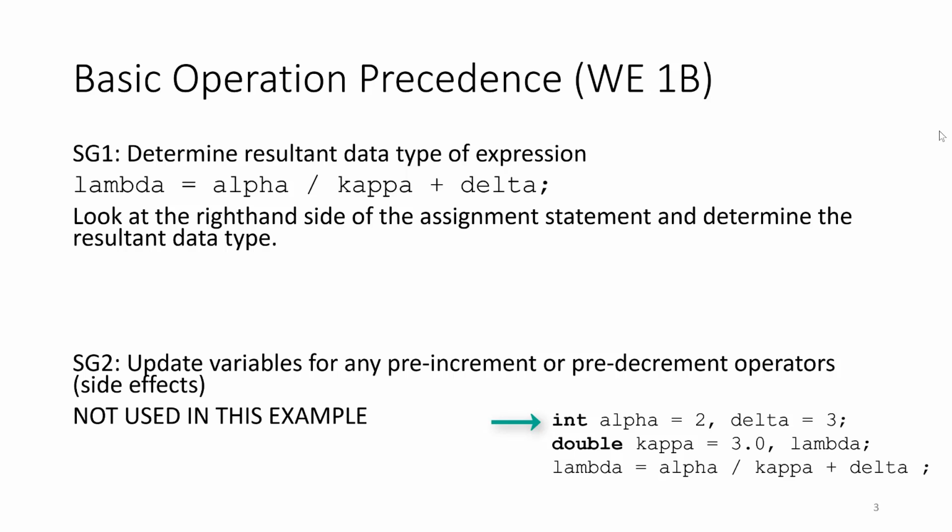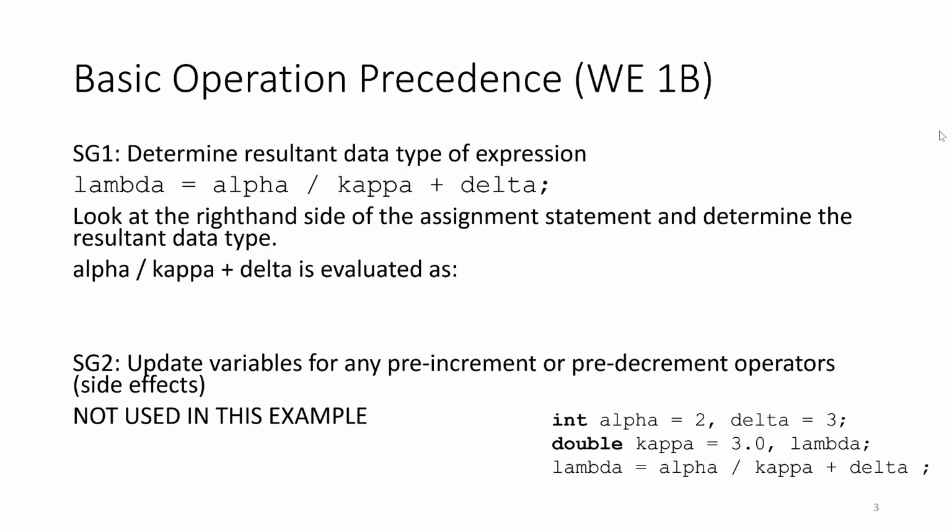Alpha is an integer. Kappa is declared as a double. Delta is declared as an integer. Because of operator precedence, the division will occur before the addition.